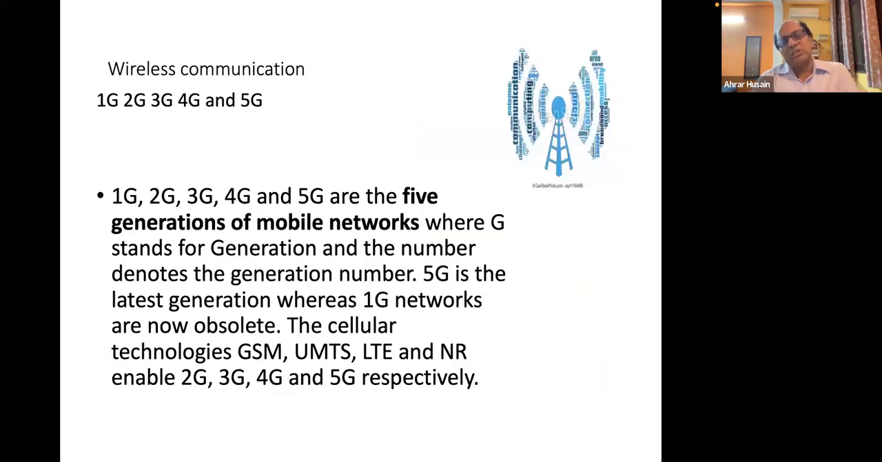When all these technologies are there, like the computer series and this web series, there are wireless communication series also, like 1G, 2G, 3G, 4G, and 5G, because when these new kinds of computers are there, 10th generation computers are there, they require faster communication. And network industries are providing all these generation computers because the machine must be compatible with the network also. So this means 1G, 2G, 3G, 4G, and 5G are the 5 generations of mobile network, where G stands for generation and the number denotes the generation number.